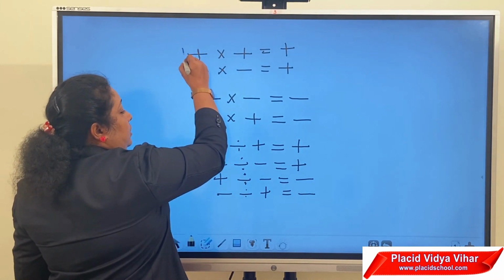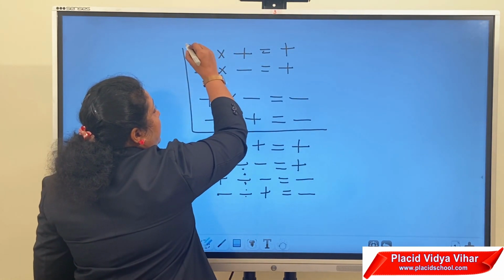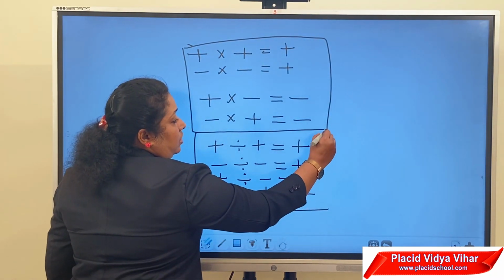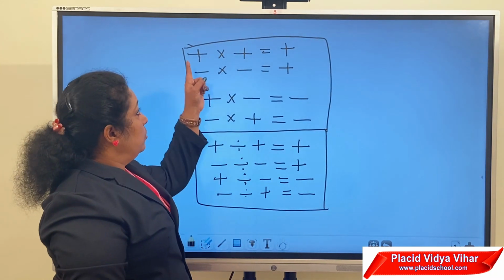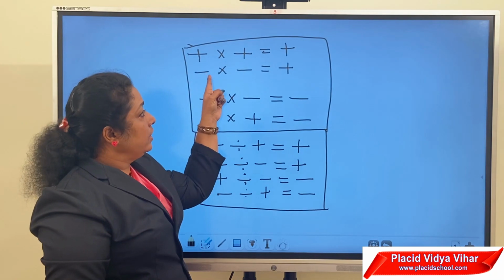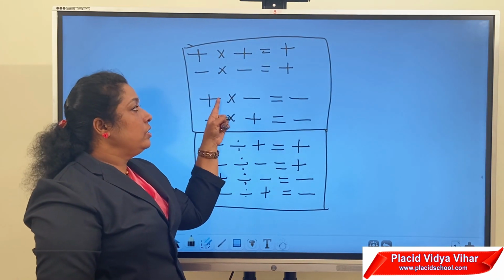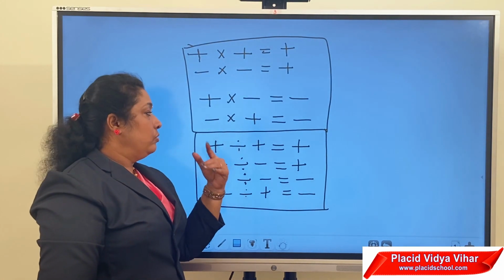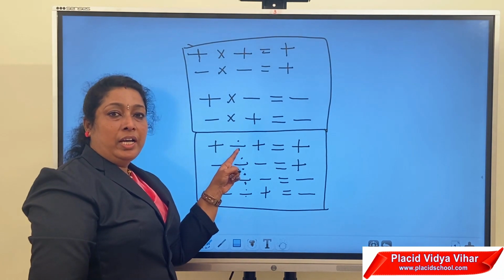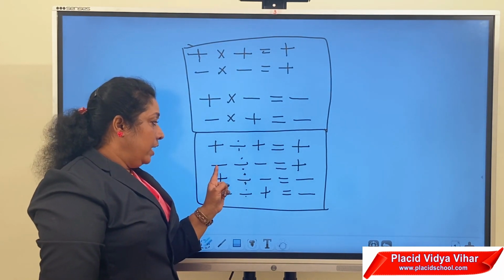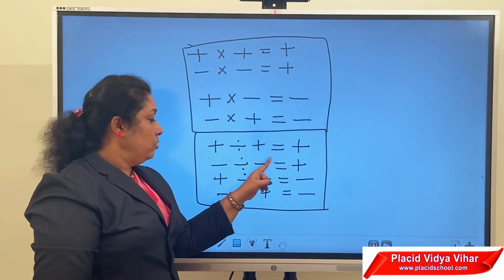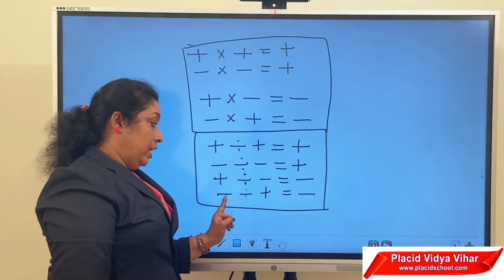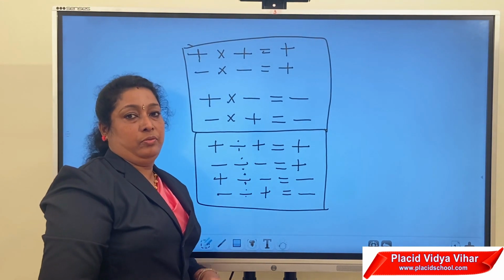Look, this is the multiplication rule and this is the division rule. Positive into positive, positive. Negative into negative, positive. Positive into negative, negative. Negative into positive, negative. For division, positive divided by positive, positive. Negative divided by negative, positive. Positive divided by negative, it is negative. Negative divided by positive, negative.